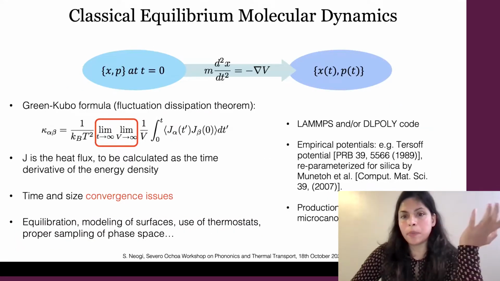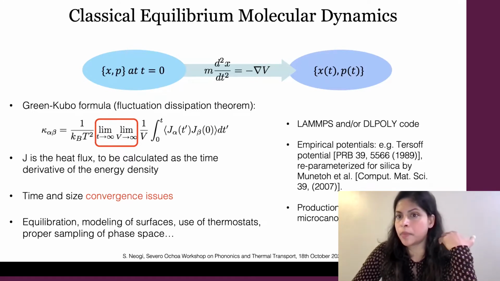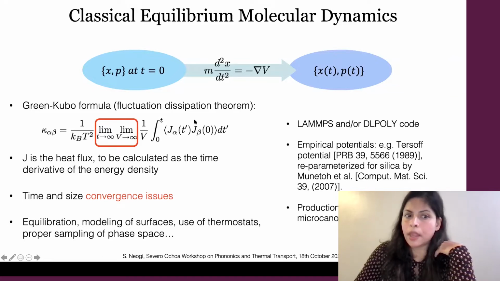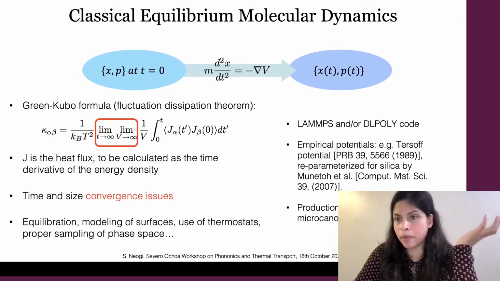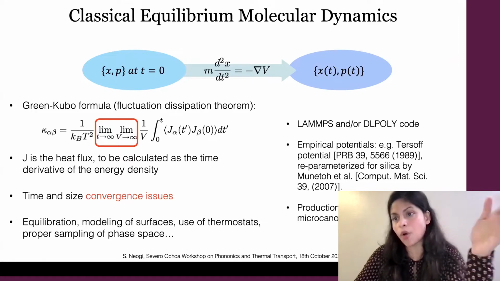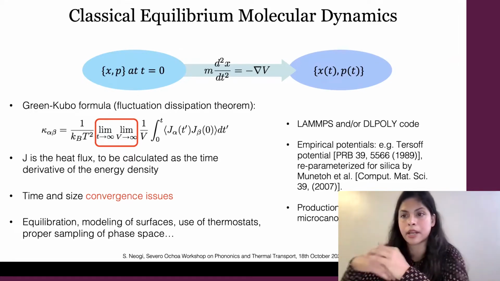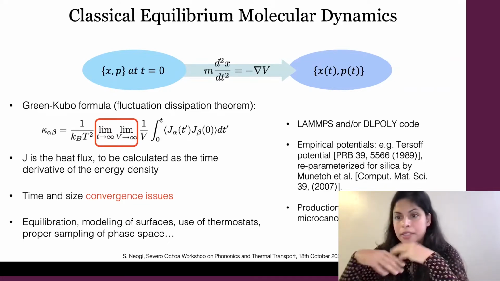The way we did it, and I'm sure you are quite familiar with this topic, is that at that time we used classical molecular dynamics, and we used the Green-Kubo formula to find the heat current autocorrelation to find the thermal conductivity. Of course, there are a lot of issues which you may have heard in another talk before: one has to simulate long enough and for large enough systems, and there are convergence issues, and we had to take care of all this. And then there is equilibration, modeling of surfaces, thermostats, and all these things.